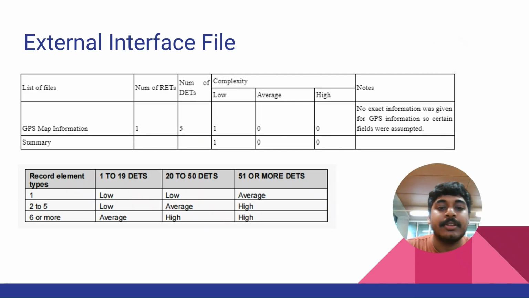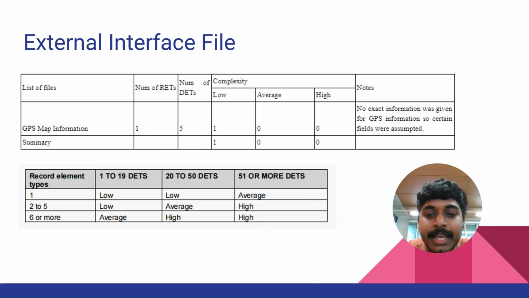Moving on to external interface files, these are basically the files that are not managed or controlled by the organization or company, unlike the internal logical files, which are managed and controlled by the organization themselves. For this one, there is only one file being referenced that was beyond the company's or the app's scope, which was the GPS map information.